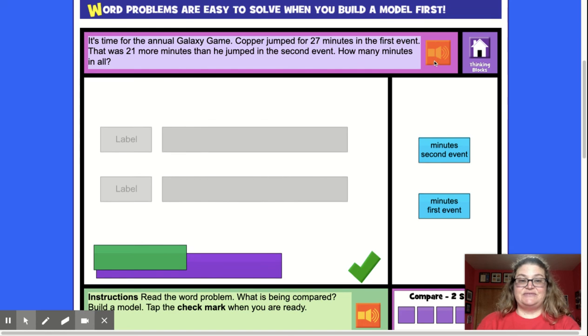It's time for the annual Galaxy game. Copper jumped for 27 minutes in the first event. That was 21 more minutes than he jumped in the second event. How many minutes in all?